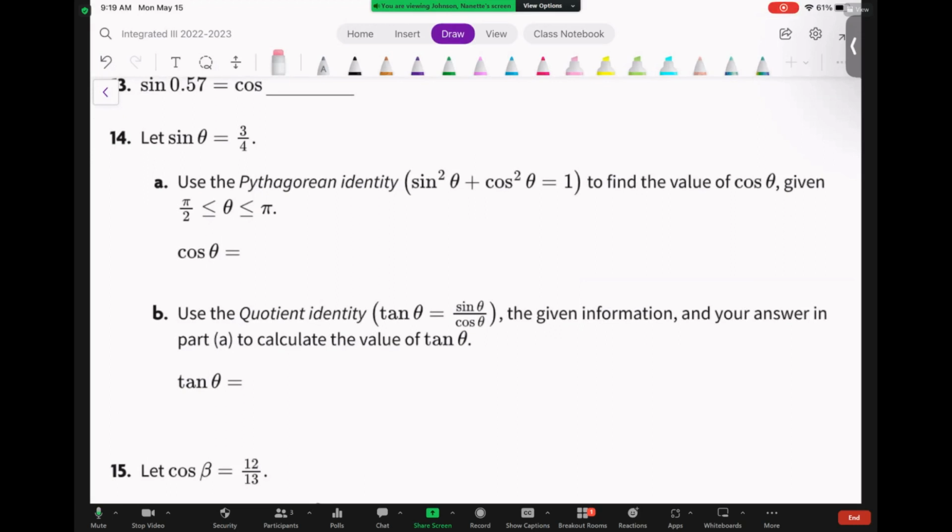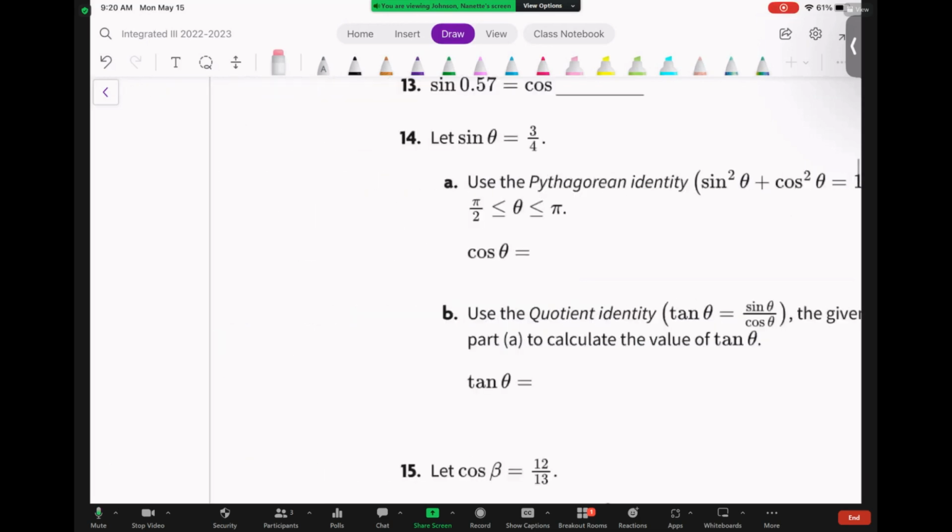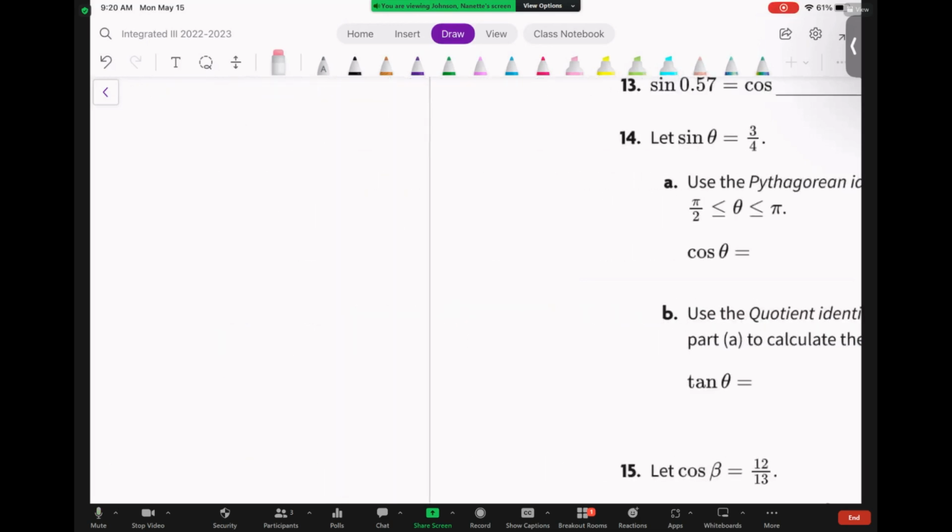Use the Pythagorean identity, sine squared plus cosine squared equals 1, to find the value of cosine, given theta is between pi over 2 and pi. So the very first thing that you need to do is draw a picture.